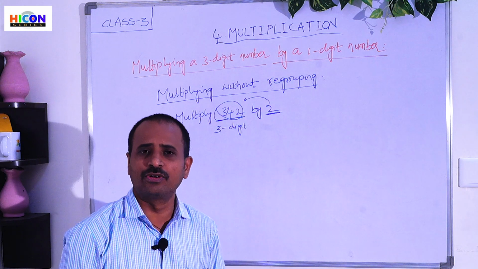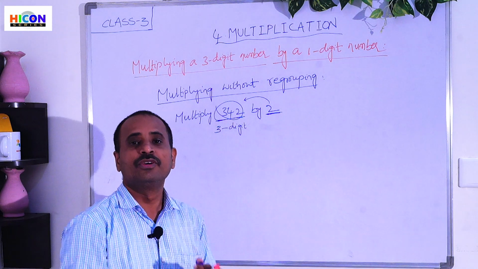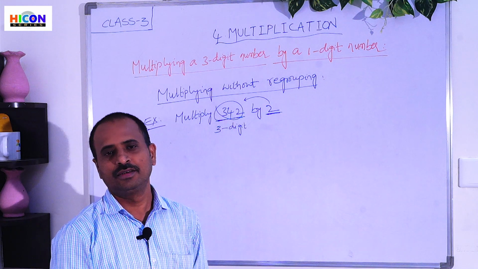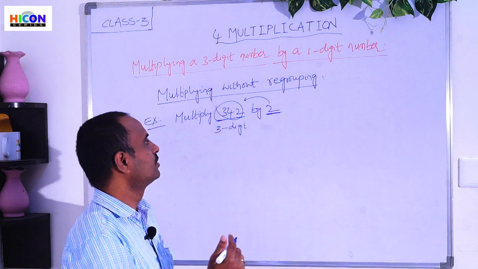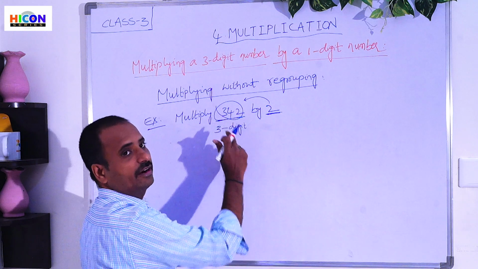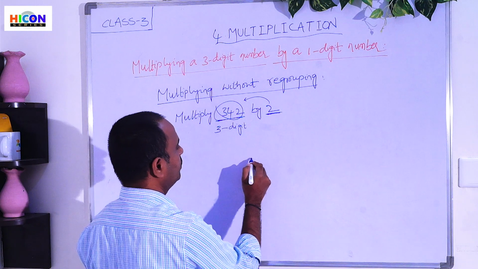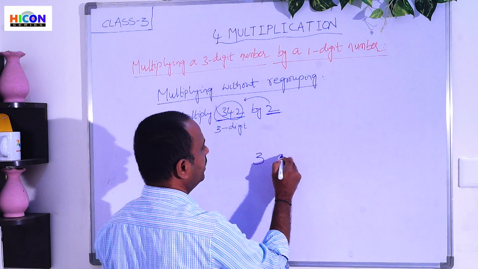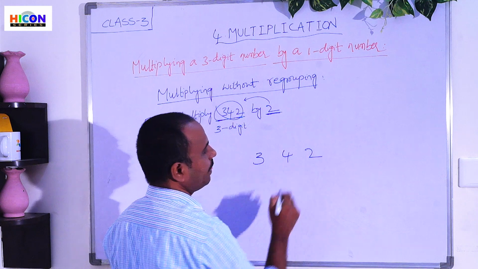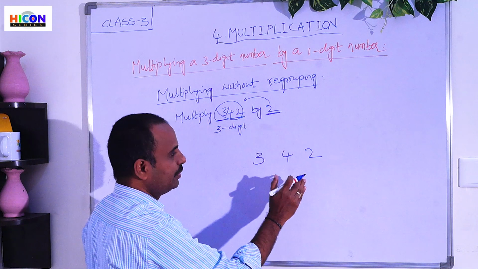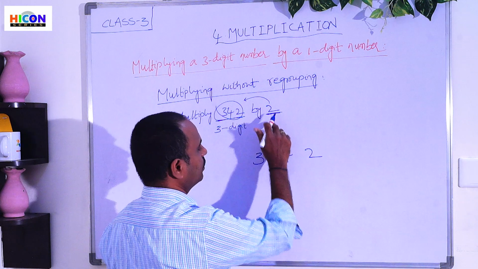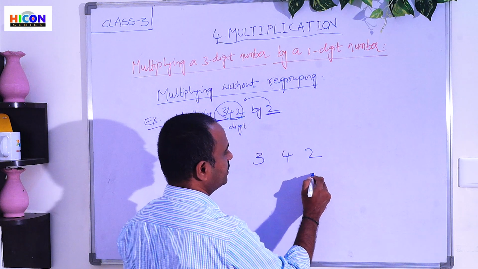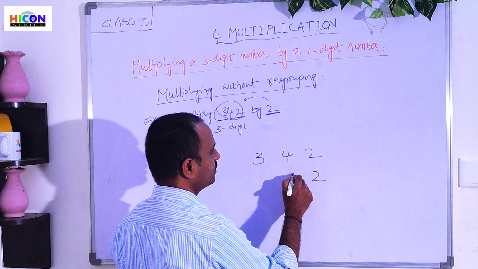First we have to write these two numbers one below the other. First write 342. Children, first write 342 and write 2 below it. Where do we have to write 2? Write 2 in the first place, that is, in the ones place.